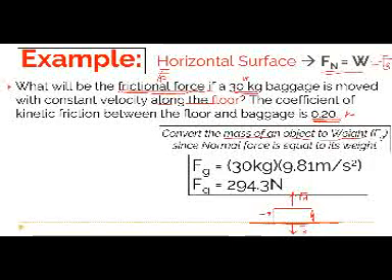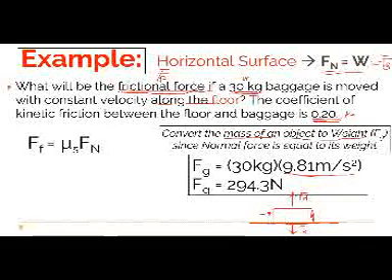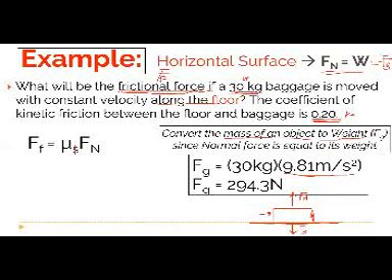So mass is equal to 30 kilograms. Gravity is 9.81 meters per second squared. If we multiply these two, the force due to gravity is equal to 294.3 Newtons. So using the equation for the kinetic friction, this is not mu sub S, this is mu sub K, since it is the kinetic friction. So F sub F is equal to mu sub K times F sub N.